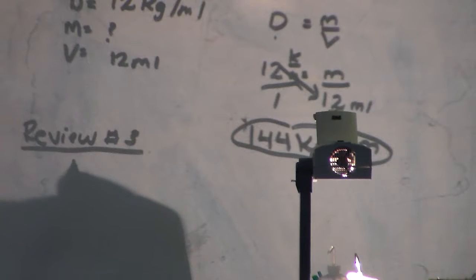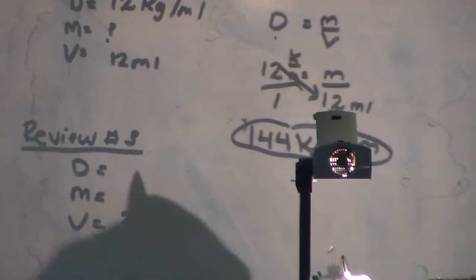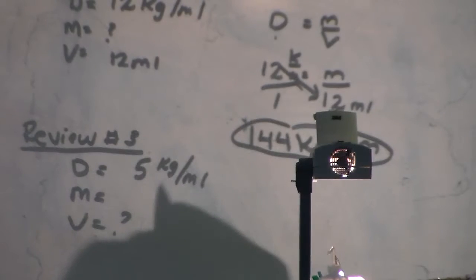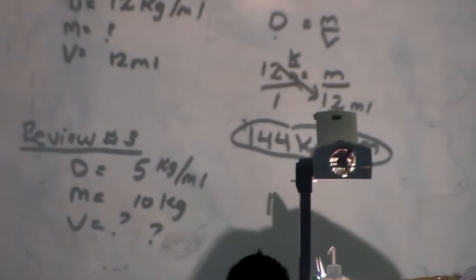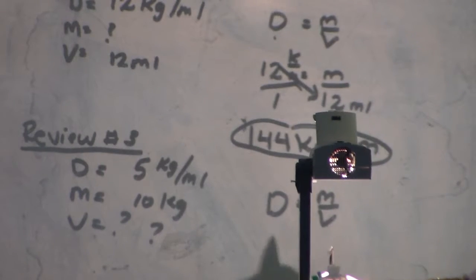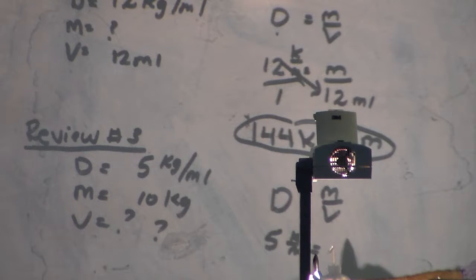What are we looking for in number 3? The volume. What is the density? Kelly Rodriguez, what's the density in number 3? Very good. 5 kilograms per milliliter. What's the mass in number 3, Harley? So you're looking for volume. What's the formula, Robert? What number did I put for D? Somebody? 5 kilograms per milliliter equals, what number did I put for M?